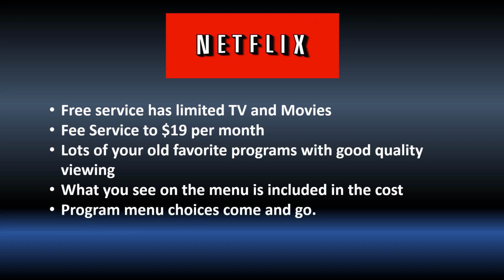The program menu choices come and go. For instance, if you're watching the whole series of MASH over the years that they recorded it, you may have it for free, and then all of a sudden it disappears. Two years later, it comes back, and it may be on the $19 per month viewing system. And then a year later, it goes away again. And so they do this to entice people to join Netflix and to stay members at $19 a month.